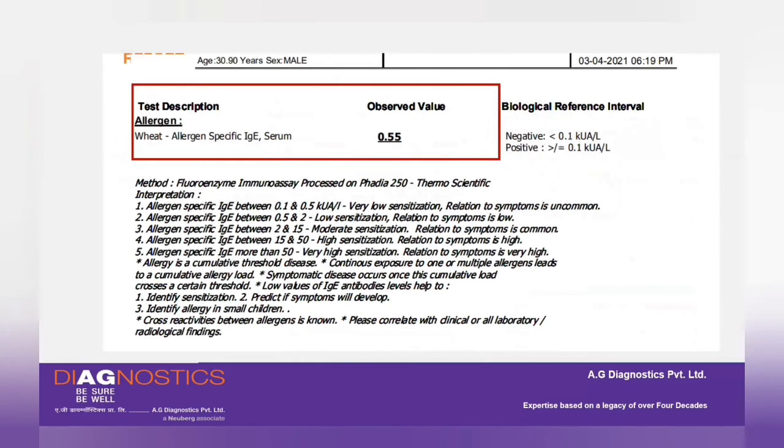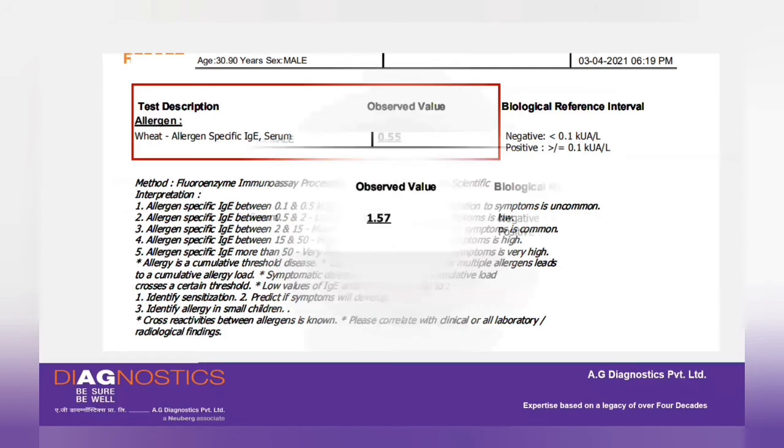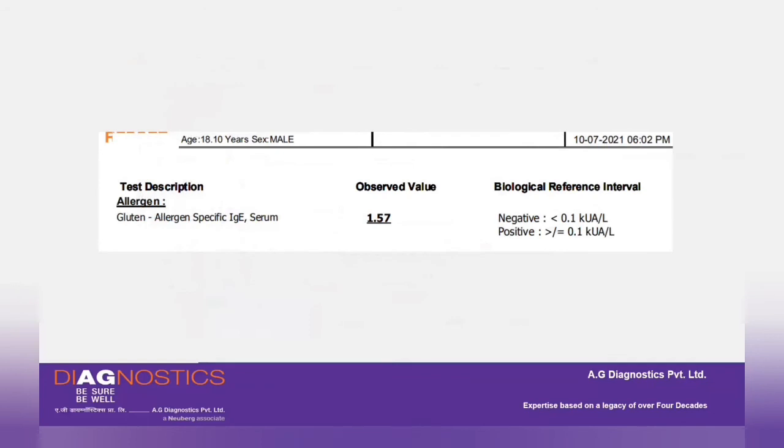Both approaches can be taken. There are clinicians or patients who ask for being tested for wheat allergy only, and there are some who will be tested for both wheat as well as gluten allergy. So here you have a 30-year-old male patient positive for wheat allergen, and an 18-year-old patient here who has tested positive for gluten IgE.